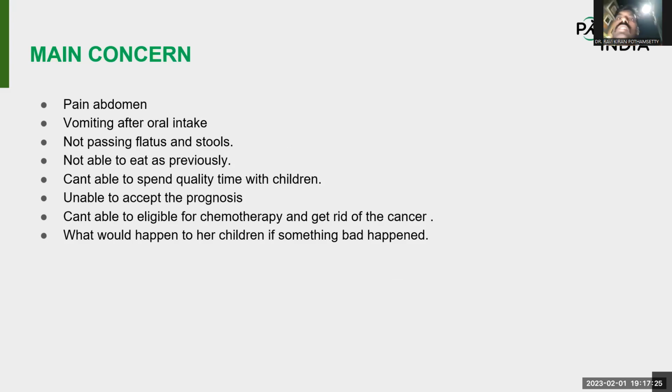The main concerns: pain in the abdomen, vomiting after oral intake. She is not passing stools as previously, not able to eat, and can't spend quality time with the children. And she is unable to accept the prognosis that she is not fit for further chemotherapy. As we discussed in our board meeting whether she is eligible for further chemotherapy cycles, we decided it is end of life care. Best supportive care at this moment will be best for her rather than chemotherapy, which she was taking elsewhere outside. This became a major concern, that she will not be eligible for chemo and can't get rid of the cancer. So what would happen to her children if something happened to her?